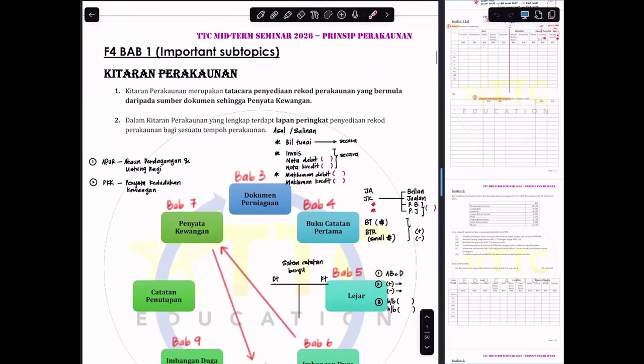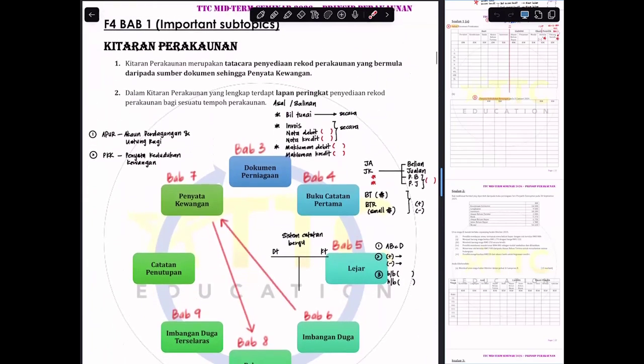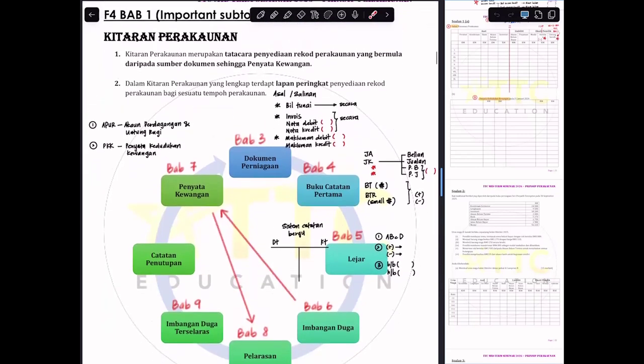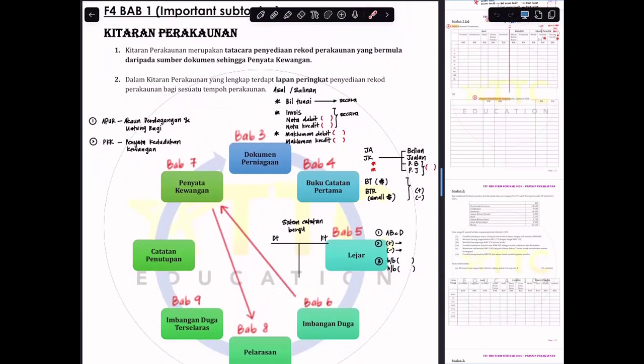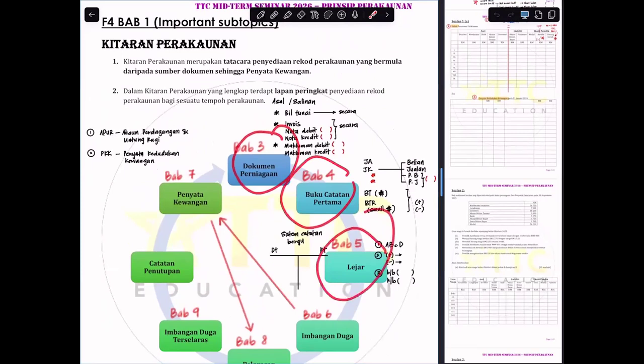Okay, let's go through some theory part in chapter 1 first. Page number 2. For page number 2, the Kitaran per accountant, for those students who attended the class before, we ran through this before, but let me recap a little bit. What are we going to learn in all these chapters, especially the focus in our midterm: chapter 3, chapter 4, and chapter 5. Kitaran means a cycle. We can call it the accounting process.